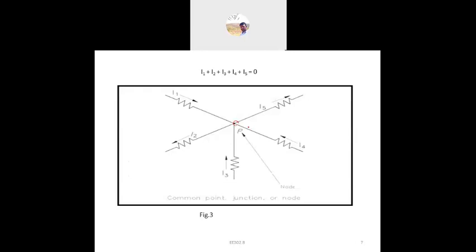So that is what we can indicate. All the currents are directed toward this point, and at this point the net current goes to 0. That is the Kirchhoff law: the algebraic sum of the currents at a node in the network at any instant of time is equal to 0.